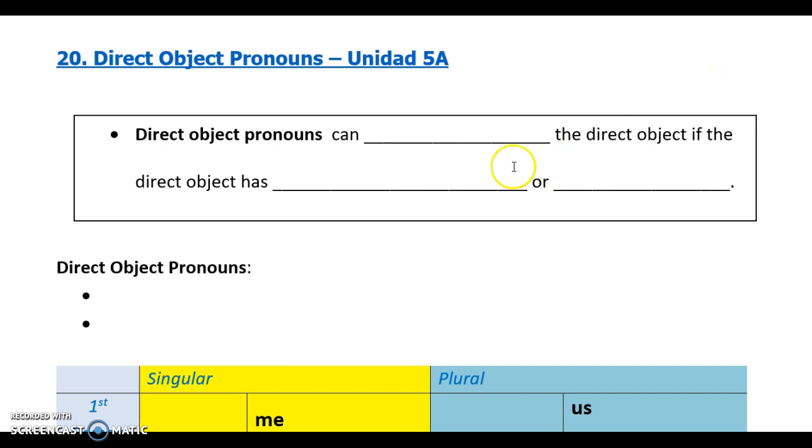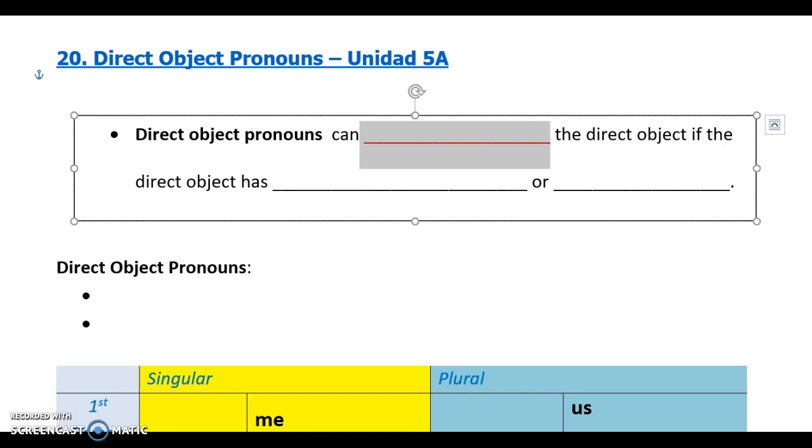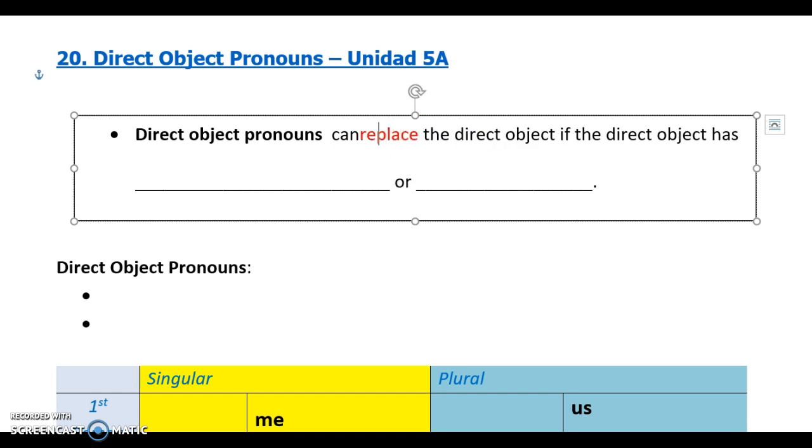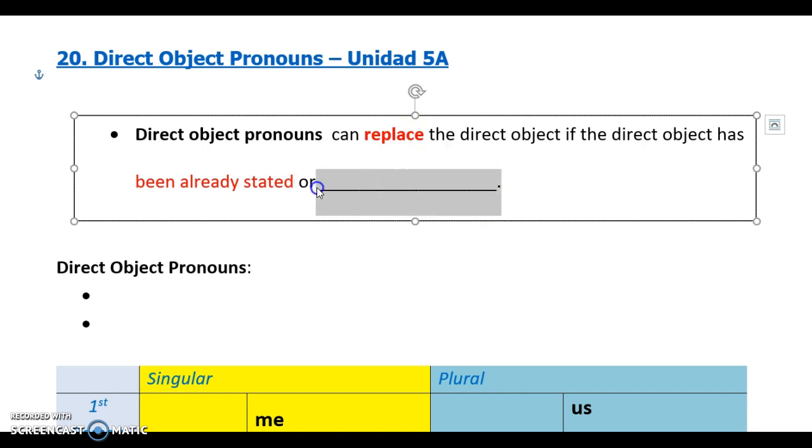So let's start here. Direct object pronouns. Like I just said, they can replace, that's our key word, the direct object if and only if, for our purposes right now, the direct object has been stated or it's understood. So you know what it is you're talking about, you just can't say it. Understood? You can't just say it if you don't know what it is.